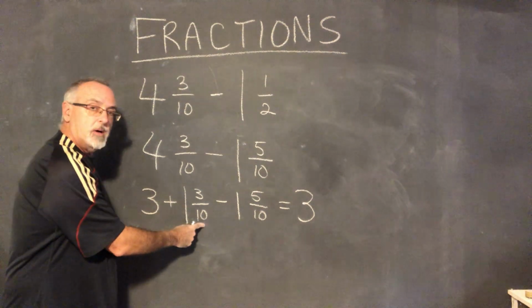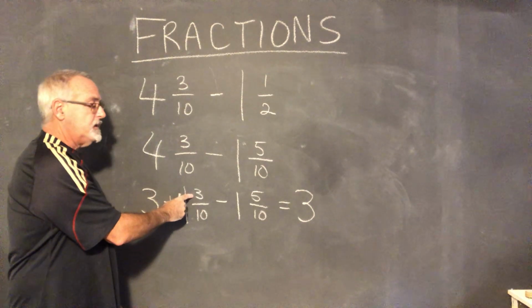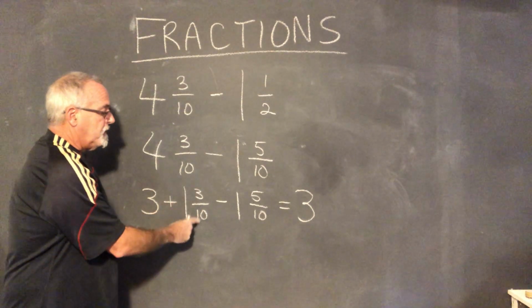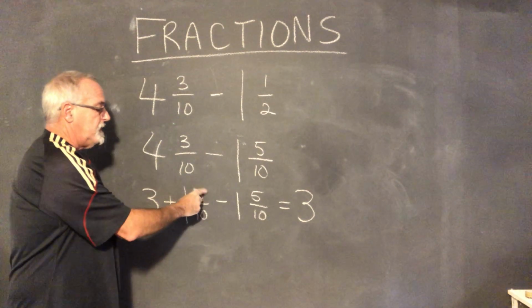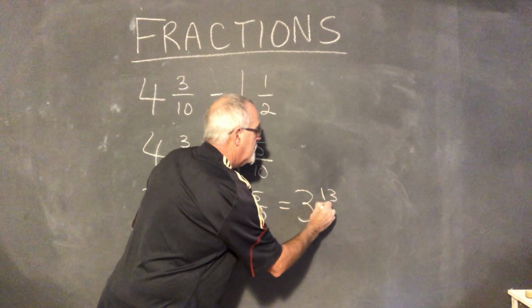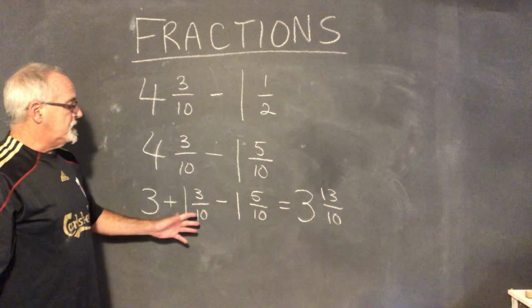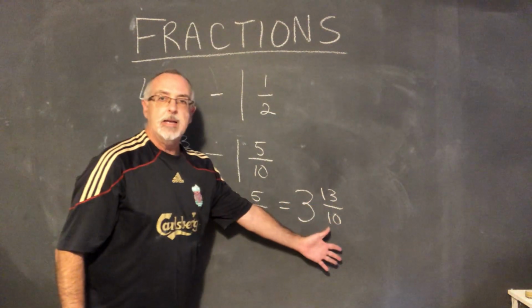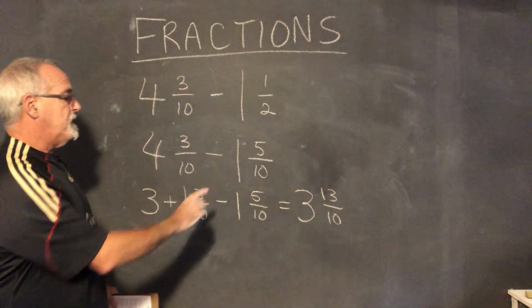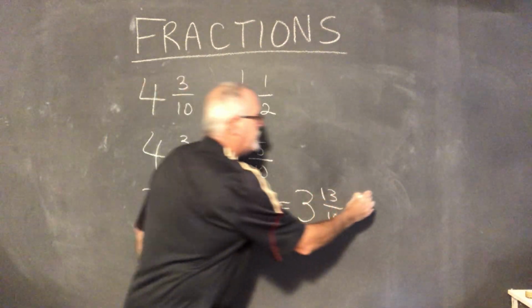Big number times bottom, 1 times 10 is equal to 10, plus top, 10 plus 3 is 13. Big times bottom plus top: 1 times 10 equals 10, plus 3 is equal to 13. Denominator stays the same. So we're not surprised to see that 1 3/10 is equal to 13/10. Okay, 3 13/10 now, we have to subtract from it 1 5/10.